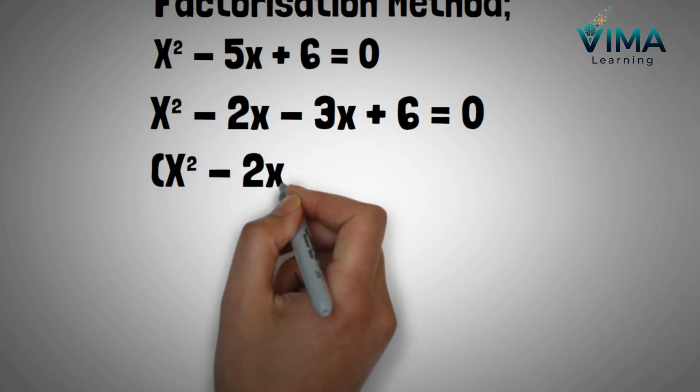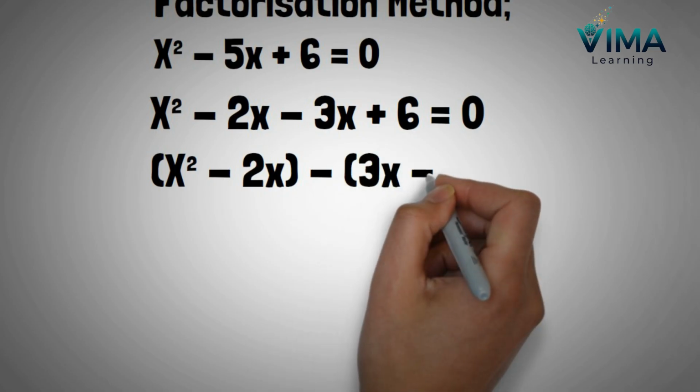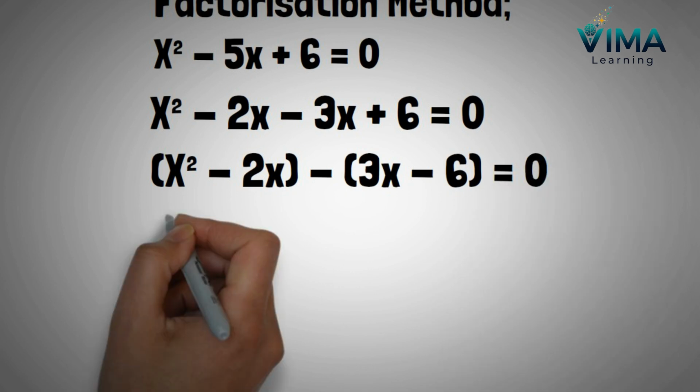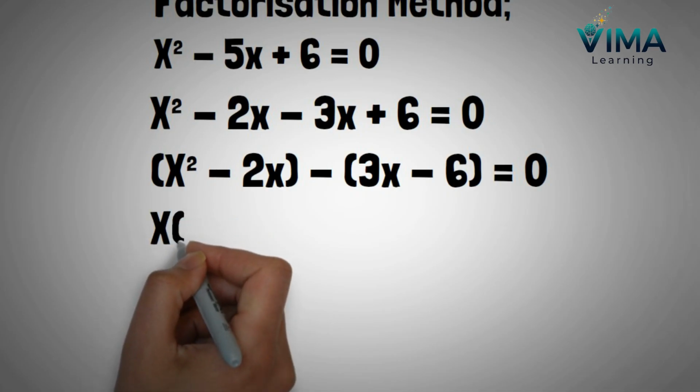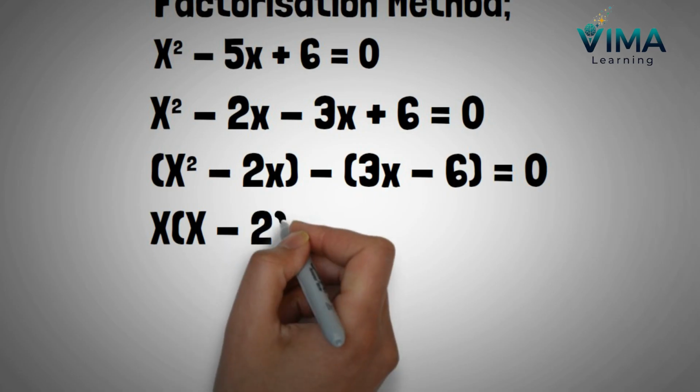Now the next step is to group them into two brackets. So we have x squared minus 2x, one bracket, and then the second bracket will be minus 3x plus 6, written as minus, bracket, 3x minus 6. Now the reason why it's minus 6 is because if we try to open up the bracket, this sign is going to change it back to plus. So because of the bracket and the negative sign in front of it, that's why it changed from plus to minus.